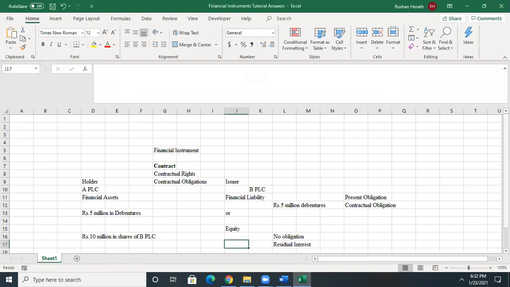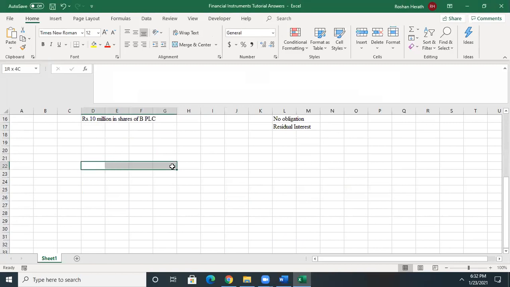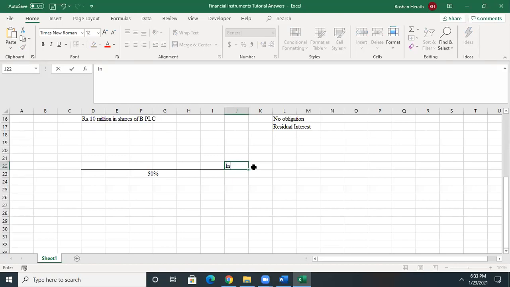So if I draw a kind of timeline, it will help you in identifying the financial instrument. If I take this as the 50 mark here in the middle of the timeline, and you have your investment in more than 50% of the shares, this is investment in shares. If you have the majority, you know it is investment in subsidiaries.